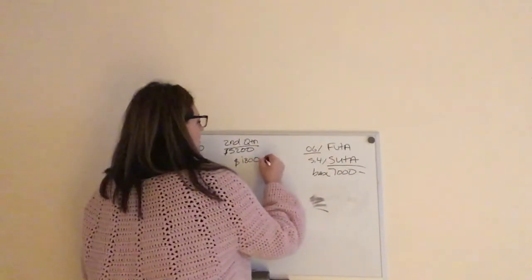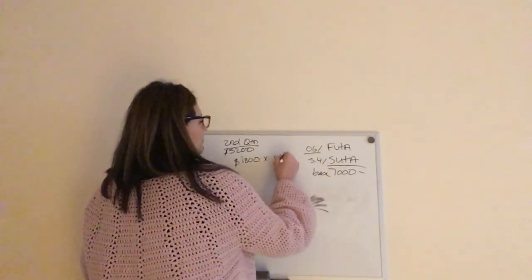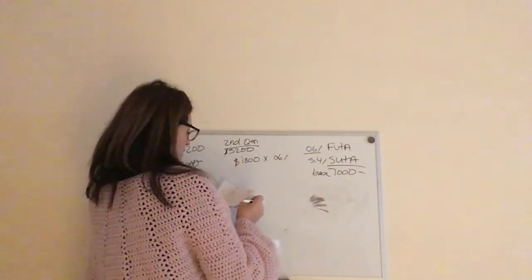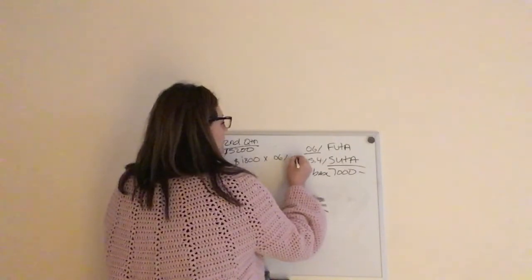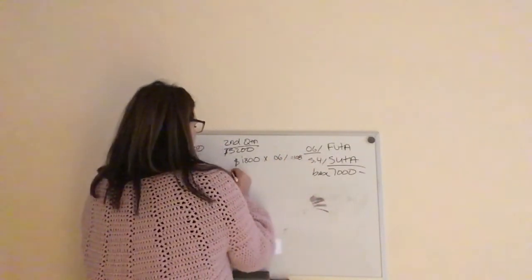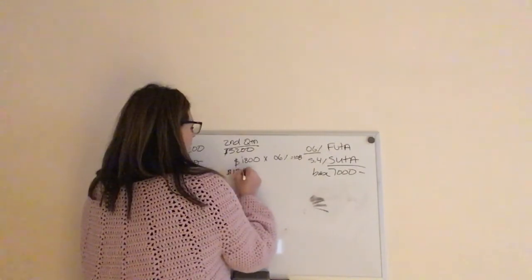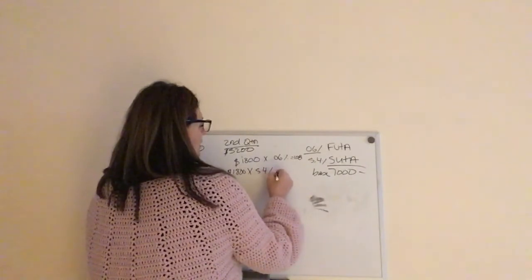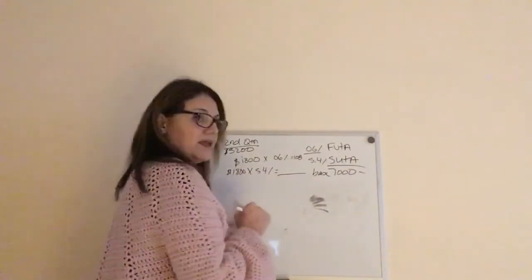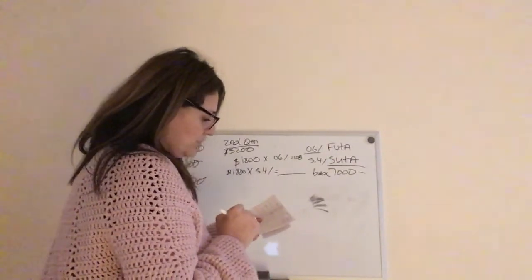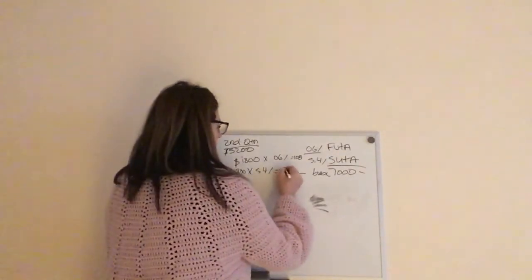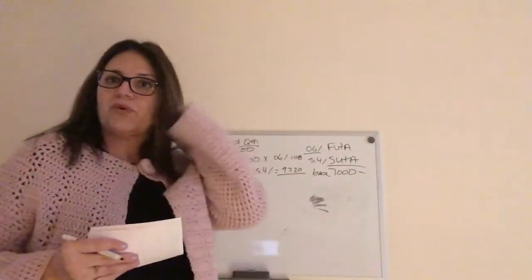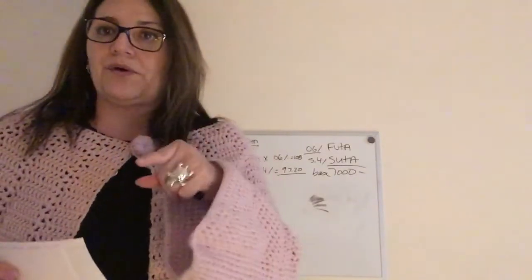So here we go again. 18 times 0.06% gives us $108. Now $1,800 times 5.4% gives us 97.20. And those are the taxes we're going to be sending in for the second quarter.